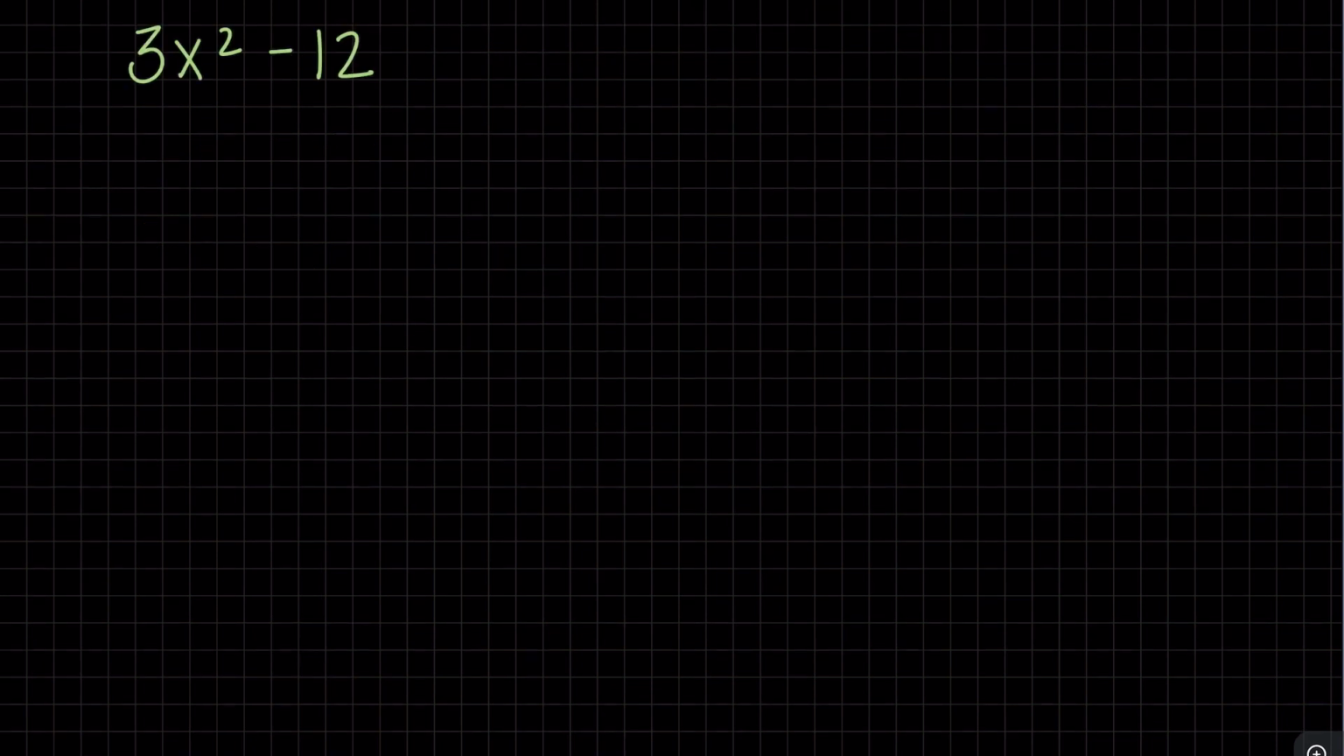So the first thing you want to make sure when you are trying to find the factored form of an equation is if there's a greatest common factor between the numbers and the coefficients. So here, our numbers are 3 and 12. So what would be the greatest common factor of 3 and 12? In this case, it would just be 3.